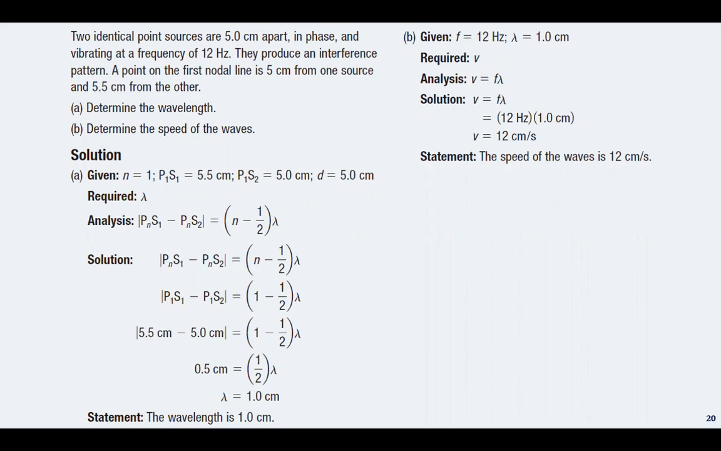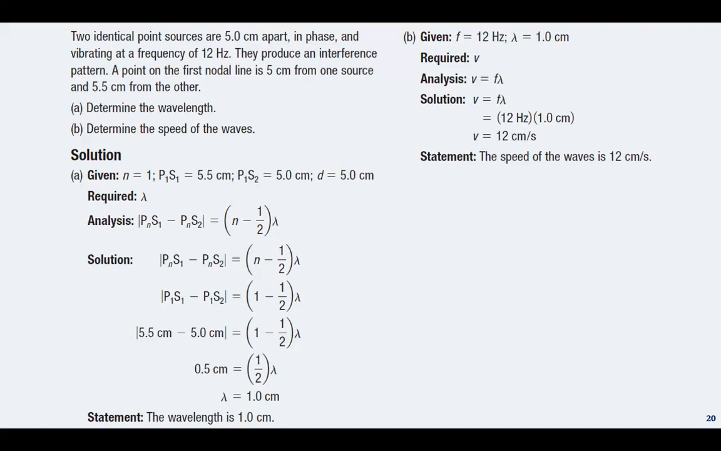So in this case, n equals 1. So we have the absolute value of the difference between P1S1 and P1S2 equals 1 minus 1/2 times lambda. Therefore, we can solve lambda to be 1.0 centimeter. So the wavelength is 1.0 centimeter.